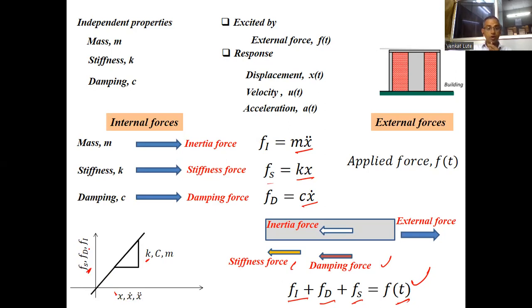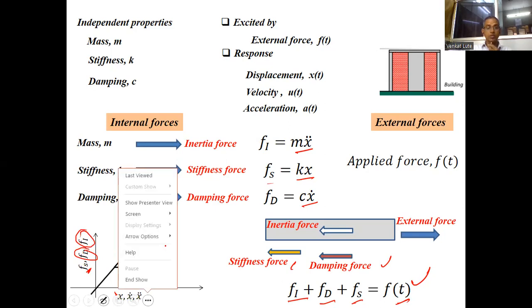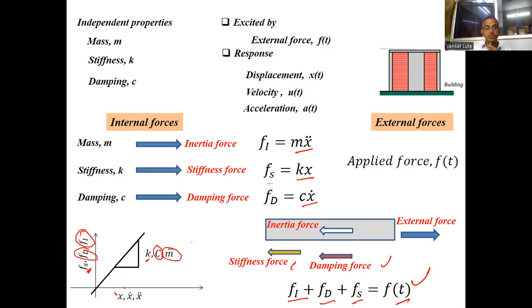When you plot a curve between f_s and x, you get the stiffness k. When you plot f_d, the damping force, versus velocity, you get c, the damping coefficient. When you plot inertia force with respect to acceleration, you get mass as the coefficient. So this is all assumed to be linear. Sometimes the system may not be linear.